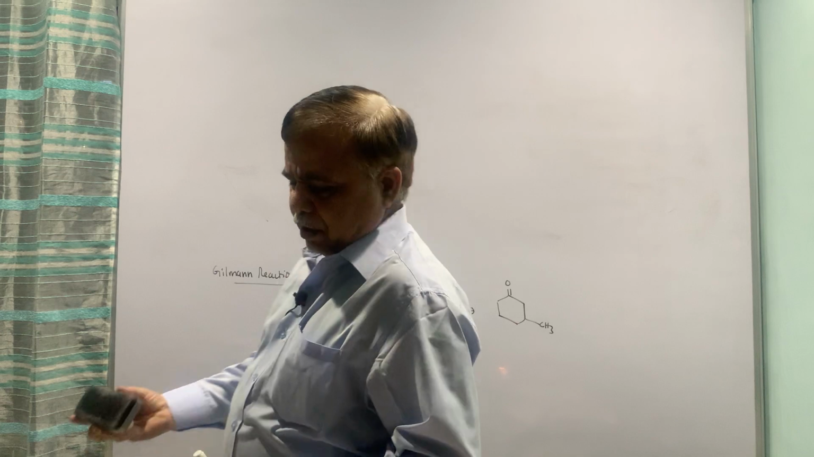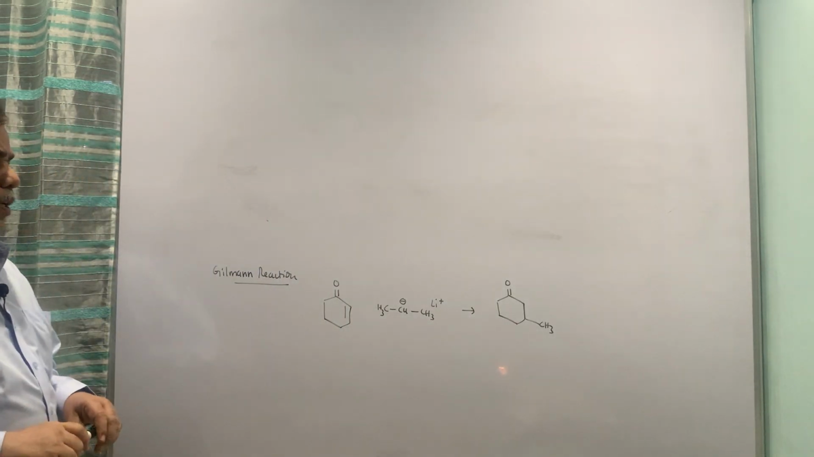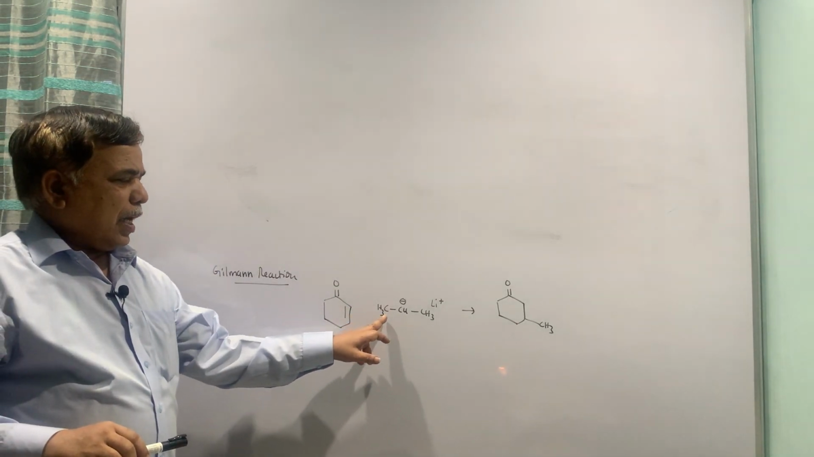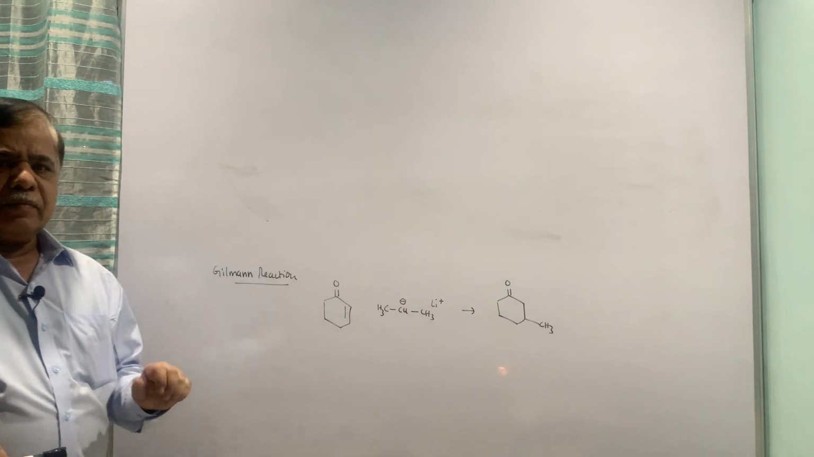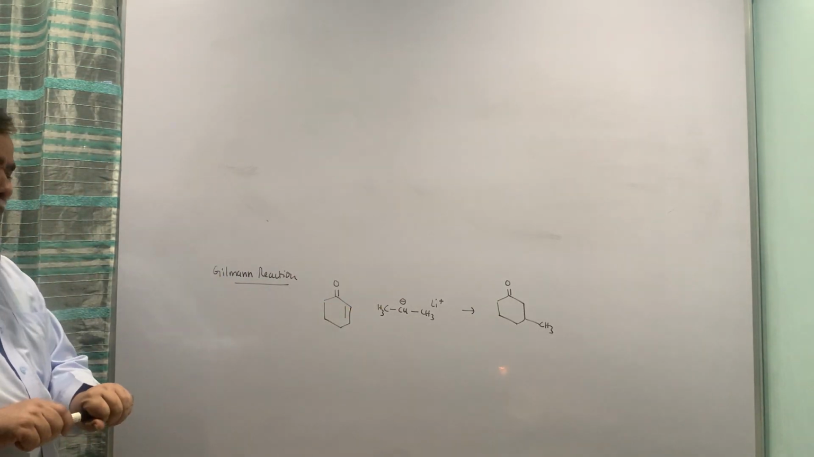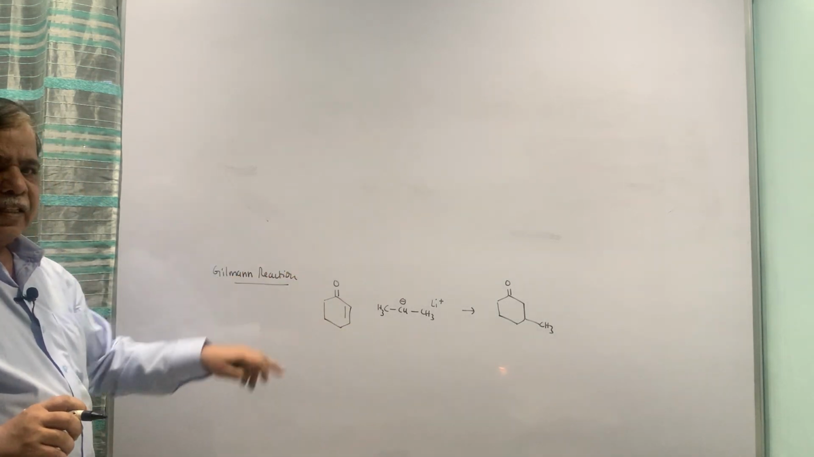Now Gilman reaction uses dialkyl copper reagent. Now carbon metal bond, always you will have the nucleophilic character. Now this double bond is there. Once again it is a conjugate addition.